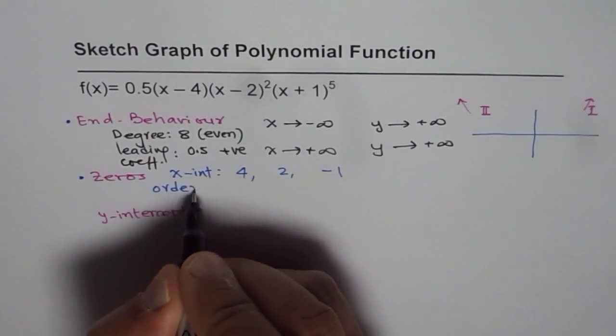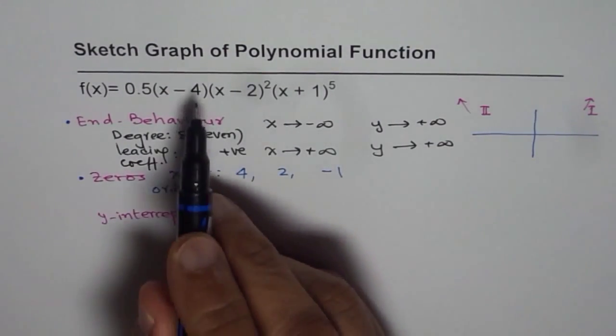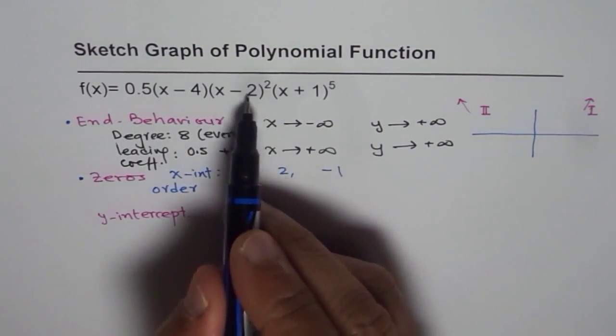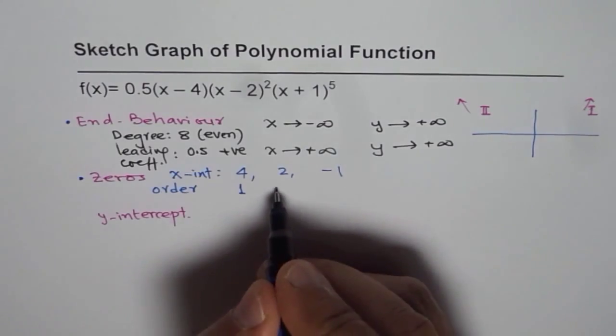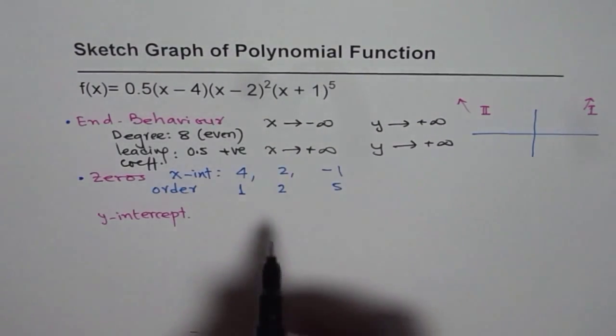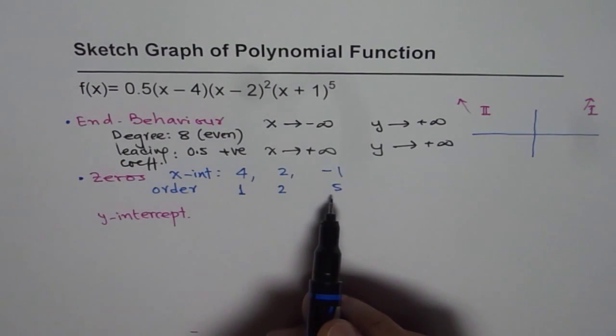Order of zeros. Now, what is the order of 4? It's a linear zero, so we say the order is 1. This zero has an order of 2, so this is order 2, and this one is order 5. That will give you the behavior of the curve at the x-intercept.